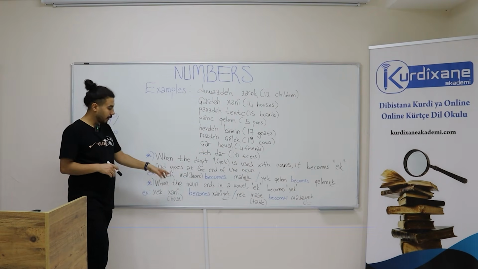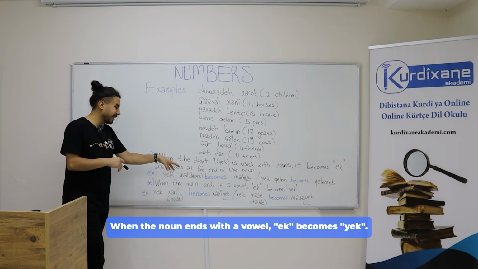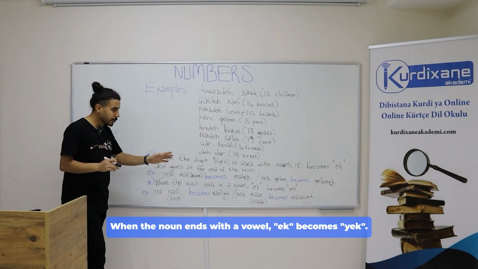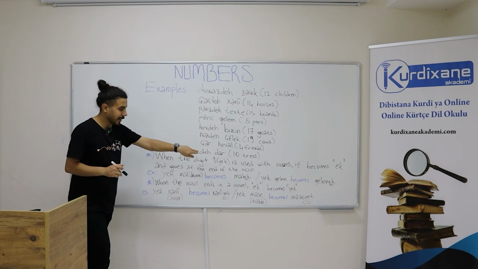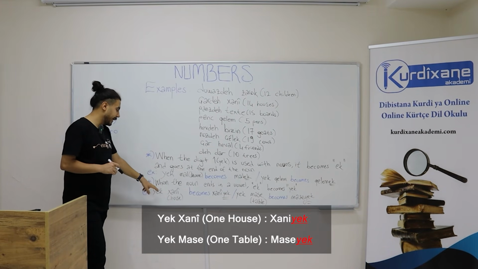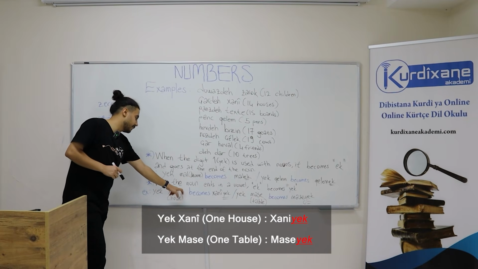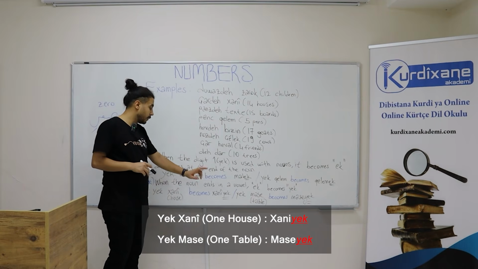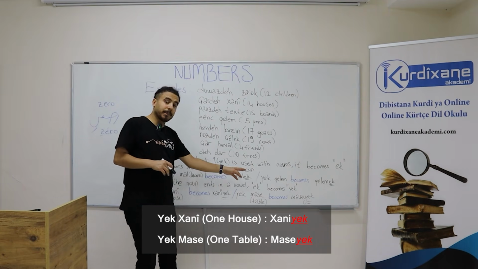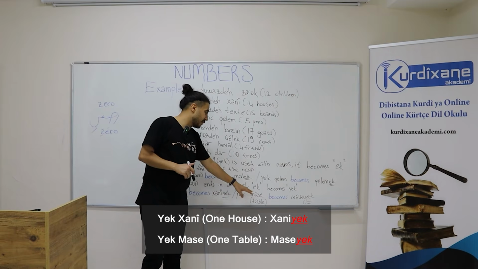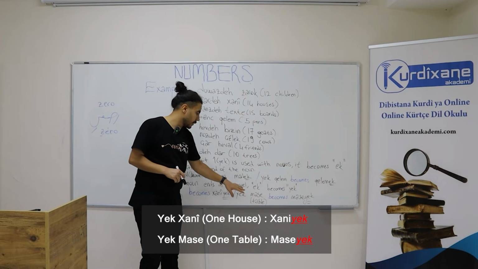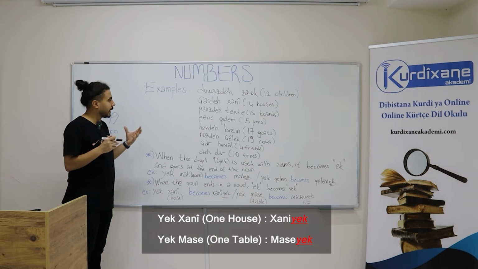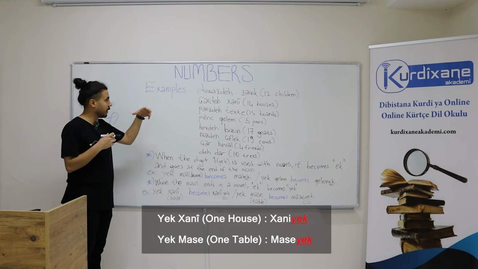And another thing is that when the noun ends in a vowel, ek becomes yek. It doesn't change anything, you just need to add a ye sound there. Yek khani ends in a vowel, khani means house, becomes khani yek, one house. Yek mase means table, becomes mase yek. So here are the important things that you need to pay attention to when you use these numbers with the nouns.